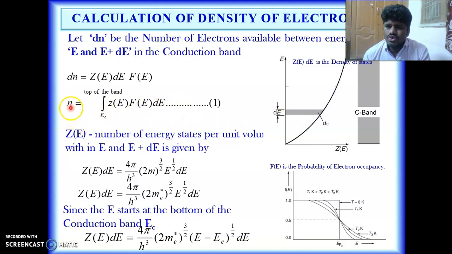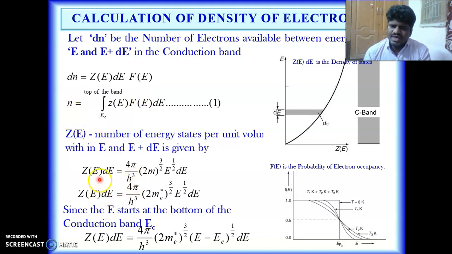So we have to take N is equal to the integration of this function, where the lowest energy of the conduction band is EC, and the highest energy of the conduction band is infinity. That's why we have written top of the band. Okay. Now we have to write the Z of E and f of E values, then substitute the values in this equation, then we can find the N value.